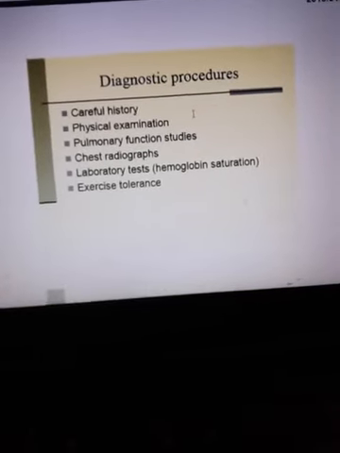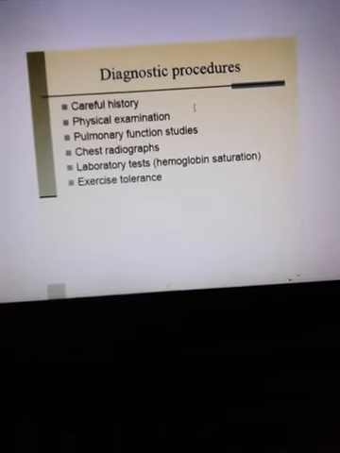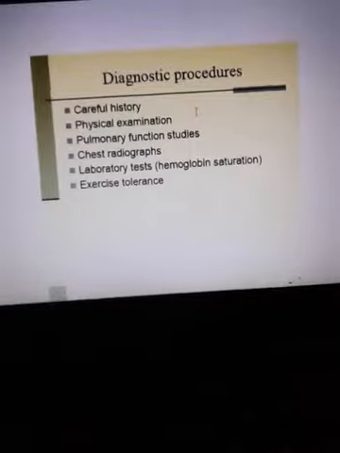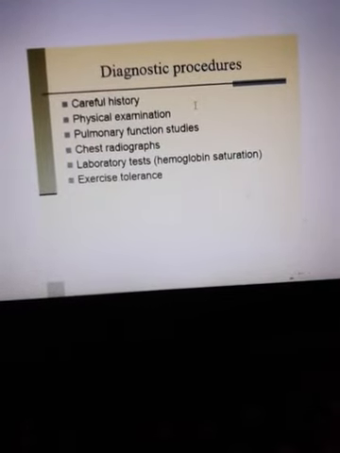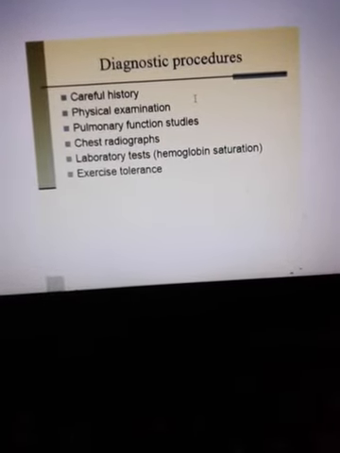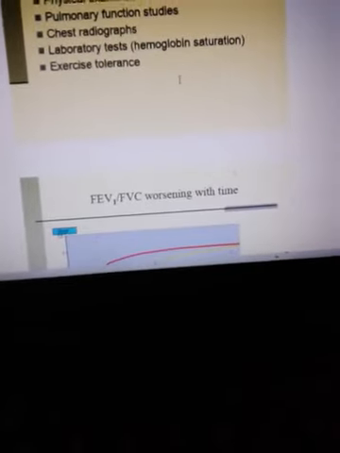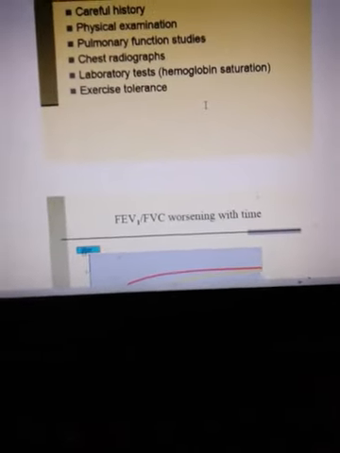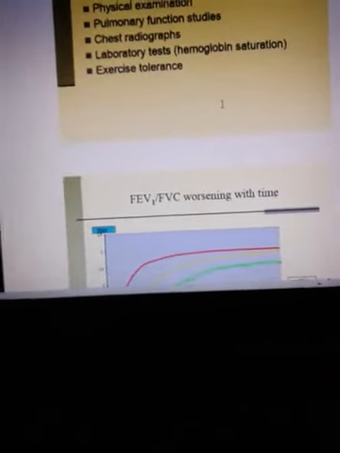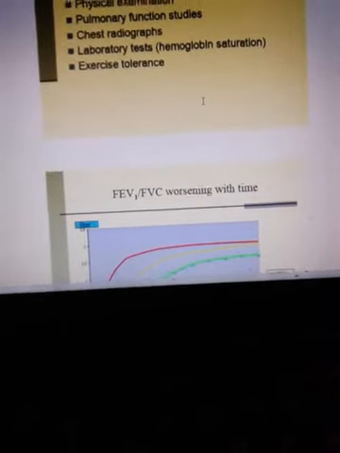Diagnostic procedures: careful history, physical examination, pulmonary function study, chest radiograph, laboratory test, hemoglobin saturation and exercise tolerance.